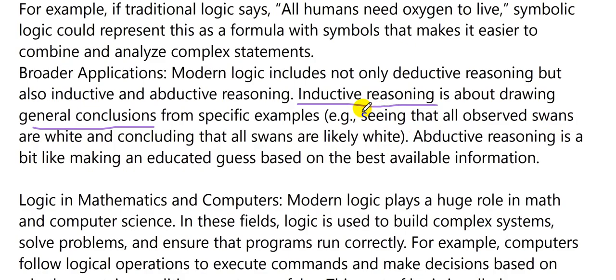So inductive reasoning is about drawing a general conclusion from a specific example. In this case, the specific example is that we are seeing that all swans are white. So we conclude that all swans are likely white. That is, when we observed those swans, we saw that all of them were white, so we concluded that all swans are likely white. So this is the example of that.